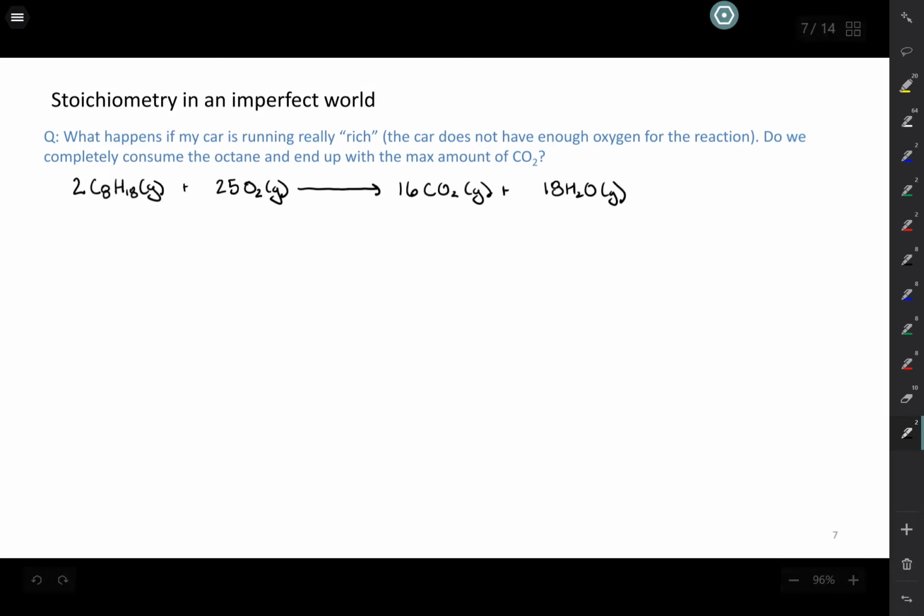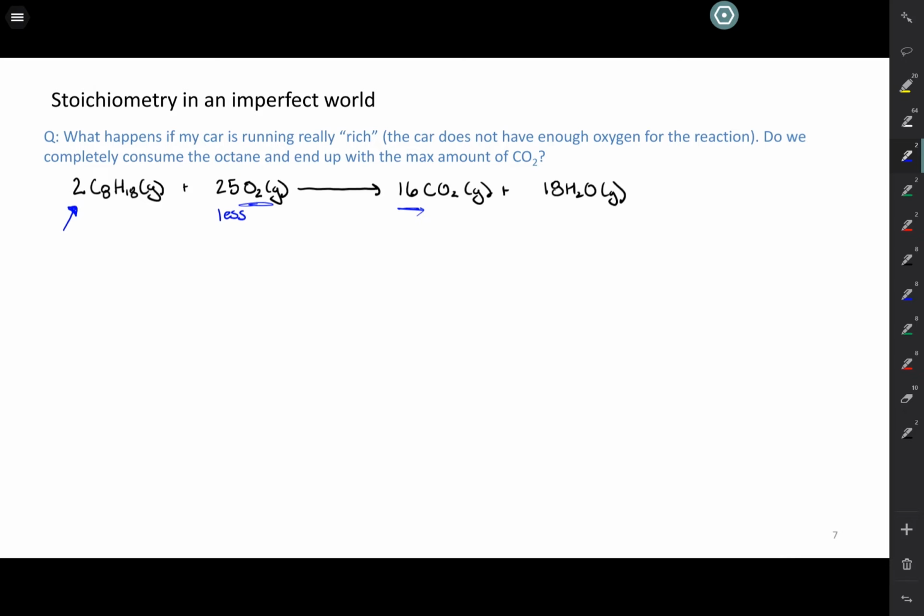So what's happening when my car is running really rich is the car computer is not doing the correct math. So it's putting in 2 moles of octane, but it's not putting in 25 moles of O2 for each 2 moles of octane. Okay, so the ratio is no longer 2 to 25, which means that I can't get out my max amount of CO2 because I'm not going to have enough oxygen to make that 16 moles of CO2.